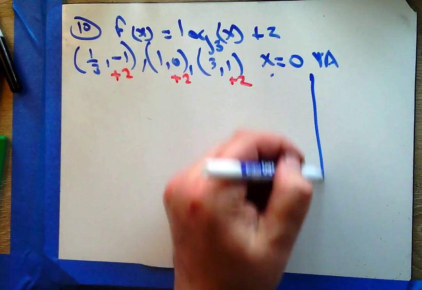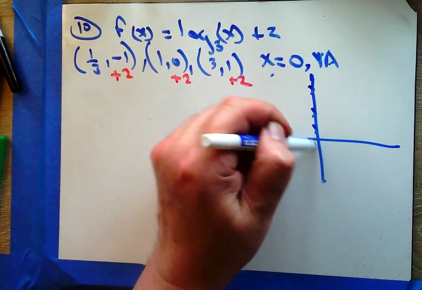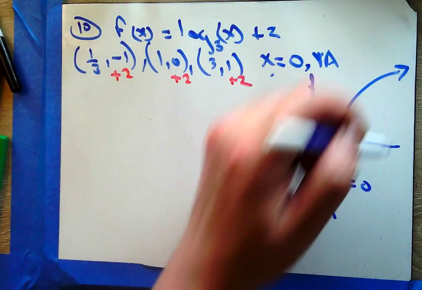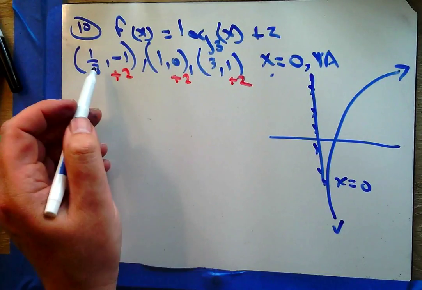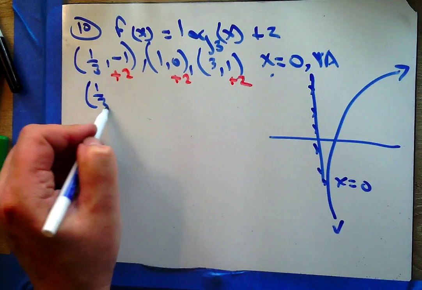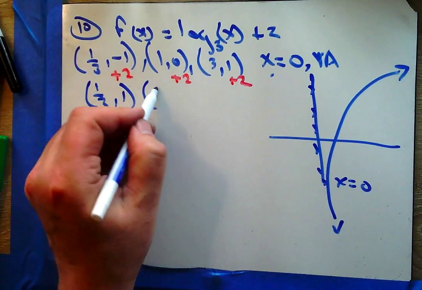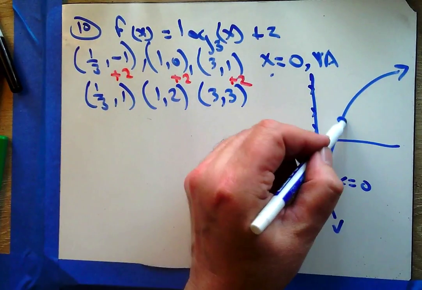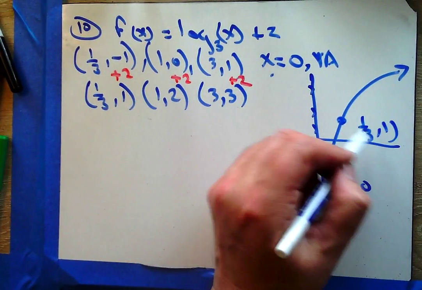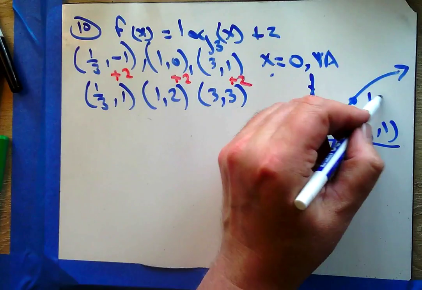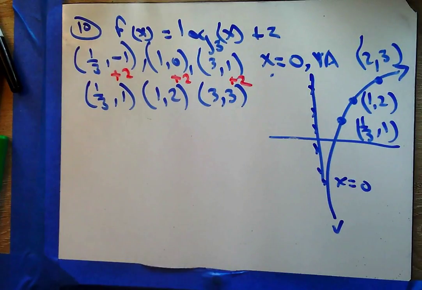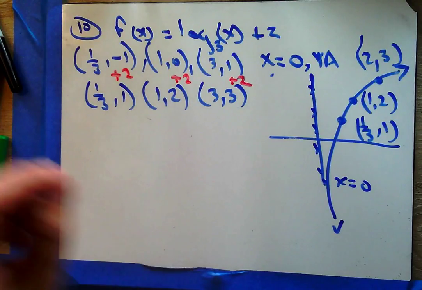And my graph, vertical asymptote at x equals 0, characteristic log shape passing through 1/3, 1; 1, 2; 3, 3. So here I have 1/3, 1, I have 1, 2, and I have 2, 3. Excellent. And what about problem 11?